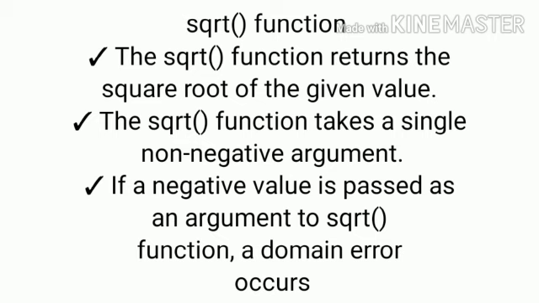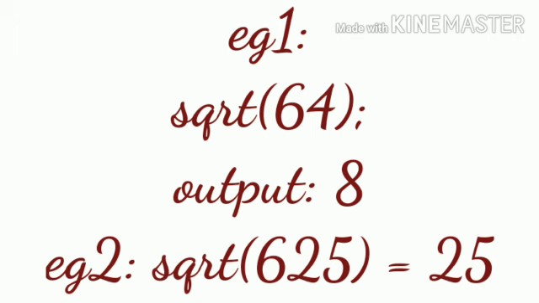The next predefined mathematical function is sqrt, that is the square root function, which is mainly used to find the square root of the given value. It takes only a positive value, that is a non-negative argument. If we give a negative value, it produces an error, that is a domain error occurs. Okay. For example, sqrt of 64, the output is 8. One more example, sqrt of 625, the output is 25.